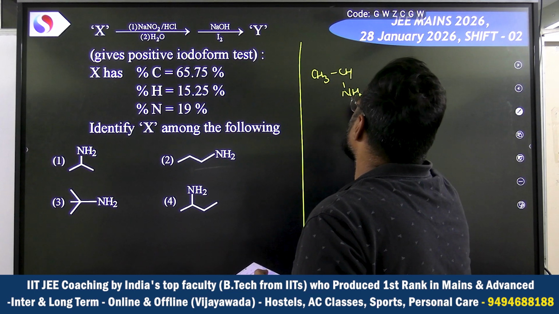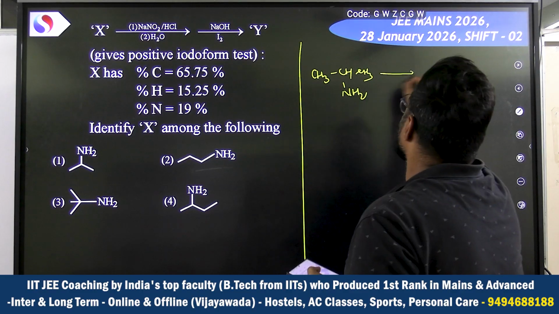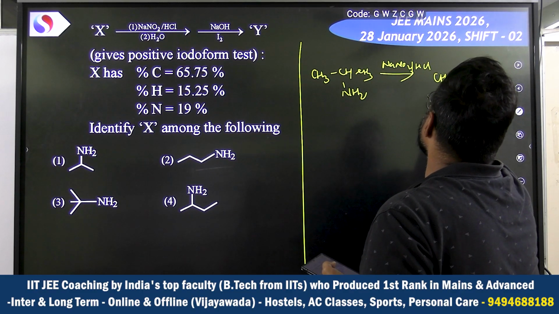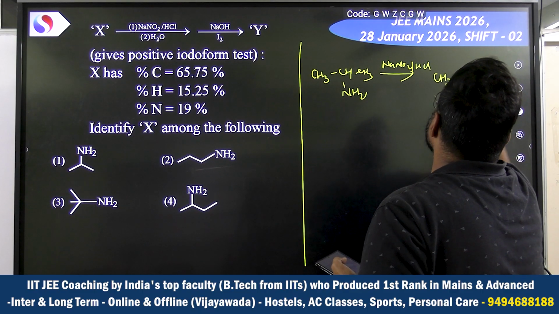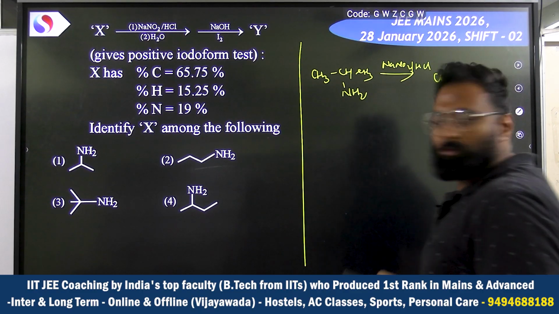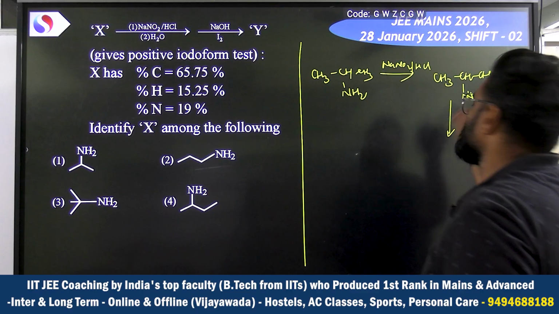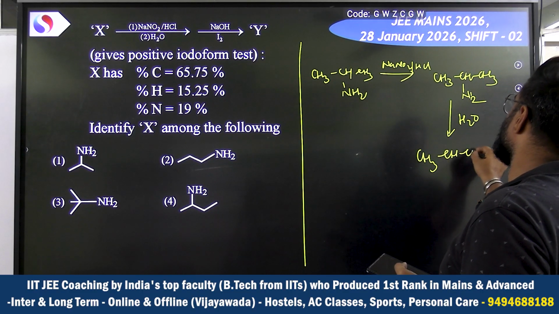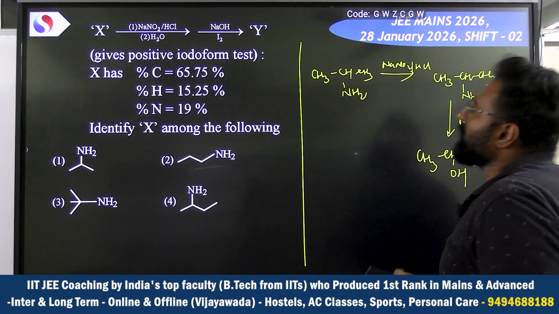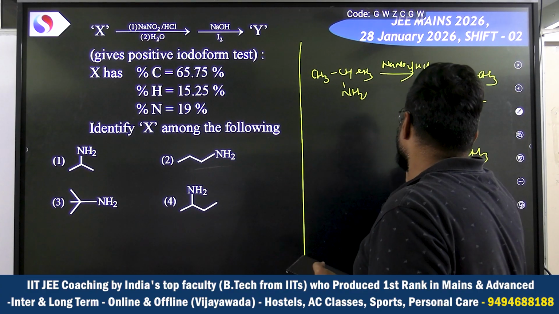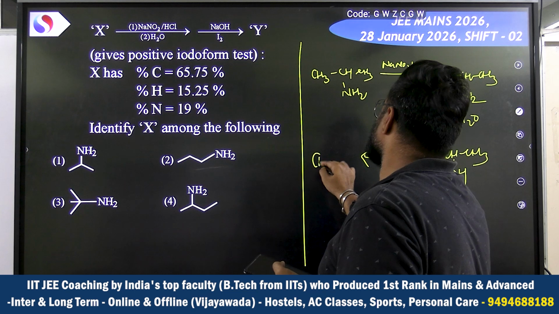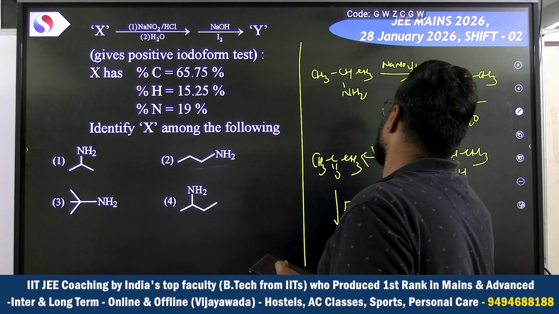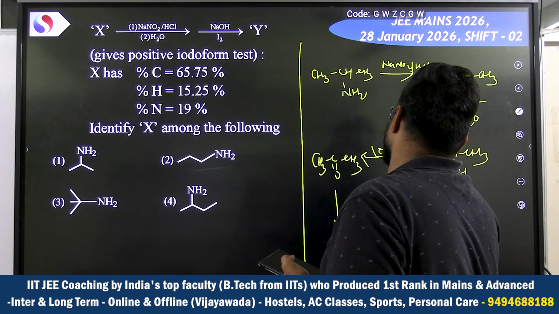CH3CH(NH2)CH3, if we react with NaNO2 with HCl, this will produce a diazonium salt, N2+, correct? This one on further reaction with water produces CH3CH(OH)CH3, a 2 degree alcohol. Now we know that a 2 degree alcohol on oxidation gives a ketone, and this ketone can give the iodoform test.